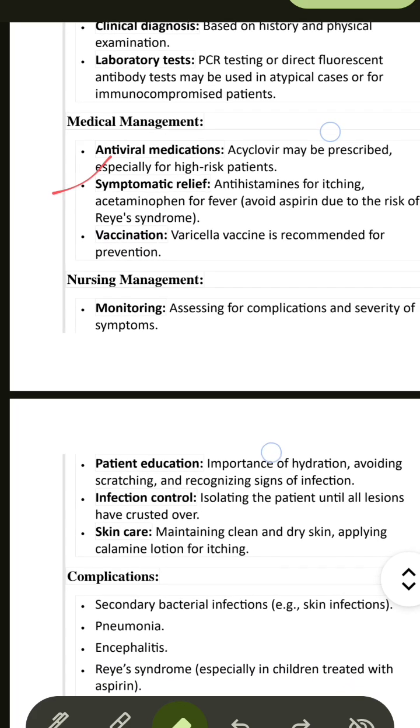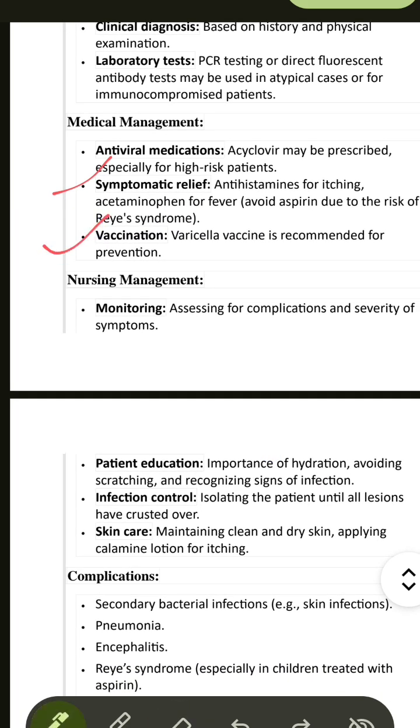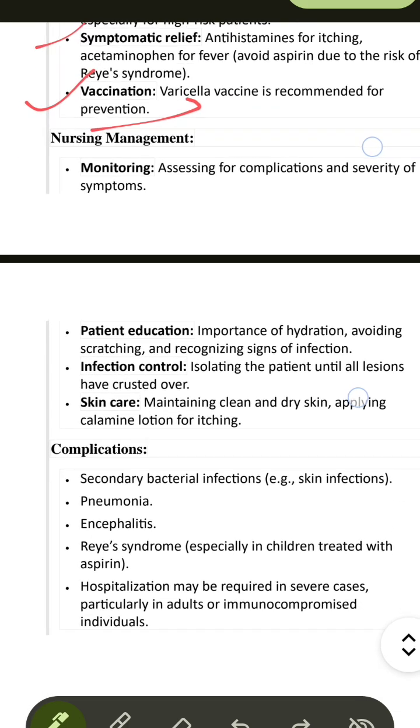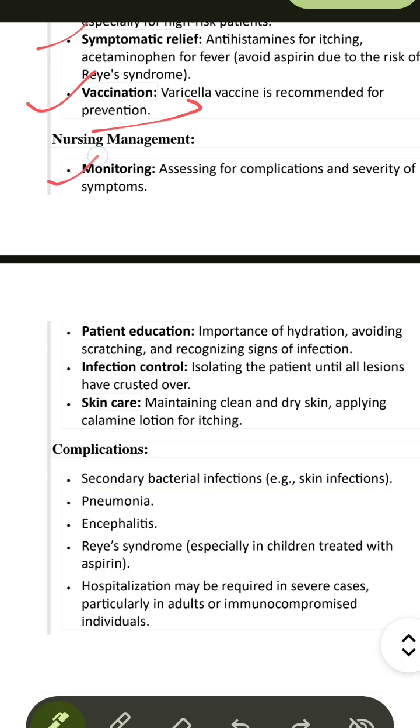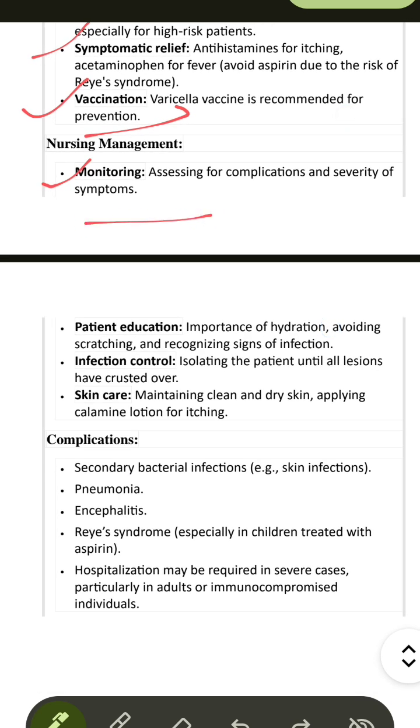Next in medical management is vaccination. The varicella vaccine is recommended for prevention. So these are the medical managements of chickenpox. Next we'll move to nursing management. In nursing management we have to do monitoring, assess for complications and severity, and patient education is required. Infection control and skin care: maintain clean and dry skin, applying calamine solution for itching. So these are your nursing managements.